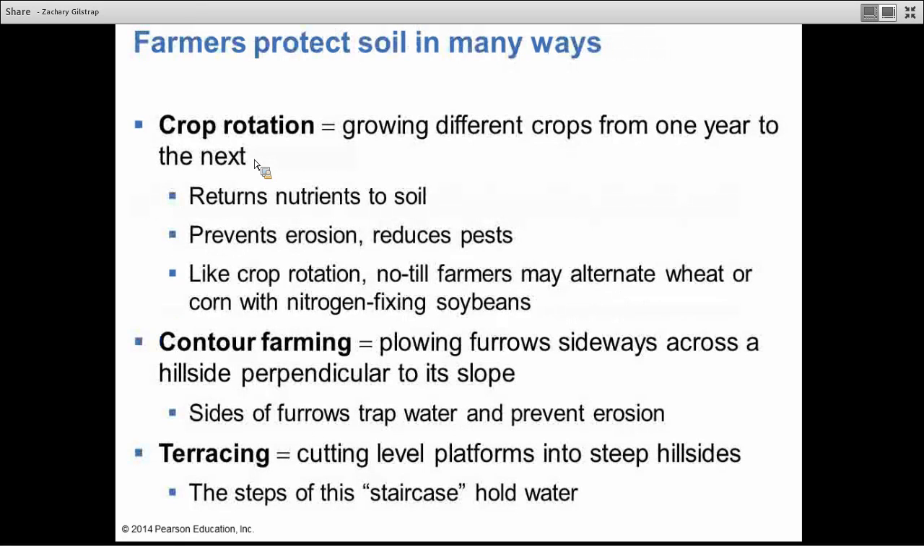So farmers protect their soil in many ways. Crop rotation is the practice of alternating the kind of crop grown in a particular field from one season or year to the next. Contour farming, on the other hand, consists of plowing furrows sideways across a hillside, perpendicular to a slope and following the natural contours of the land. Terracing, on the other hand, transforms slopes into a series of steps like a staircase, enabling farmers to cultivate hilly land without losing a huge amount of soil to water erosion.